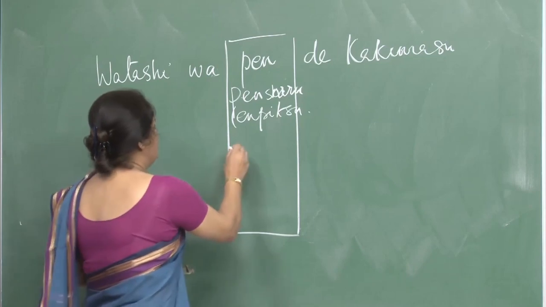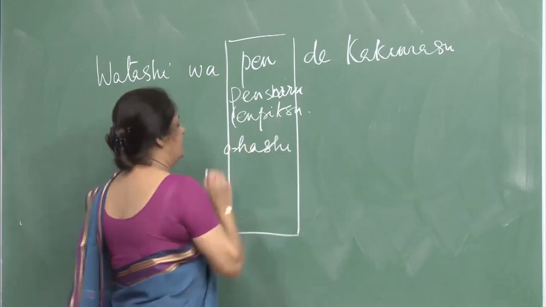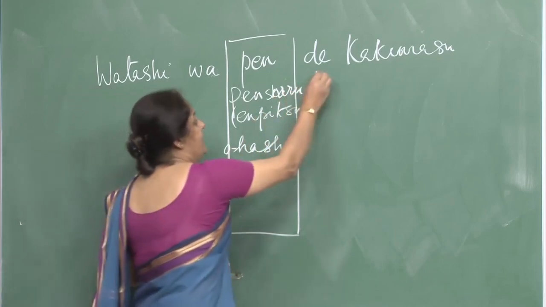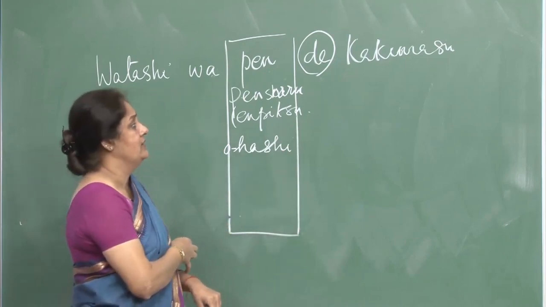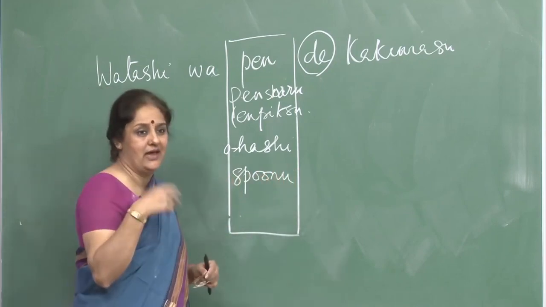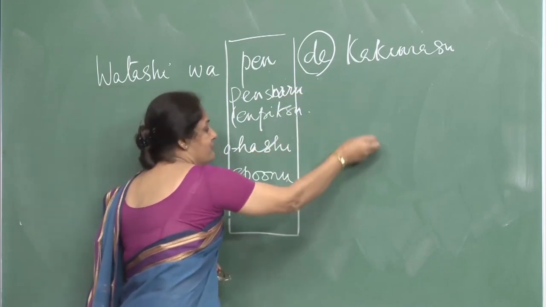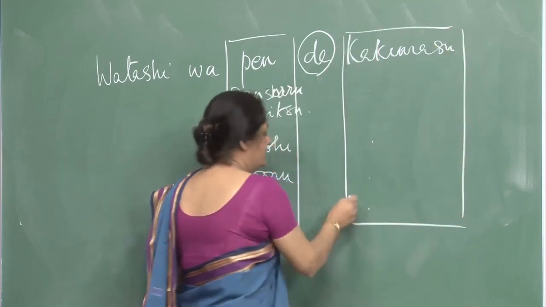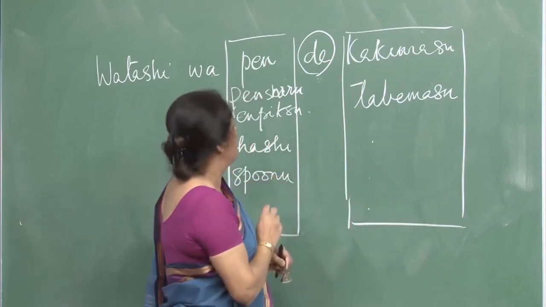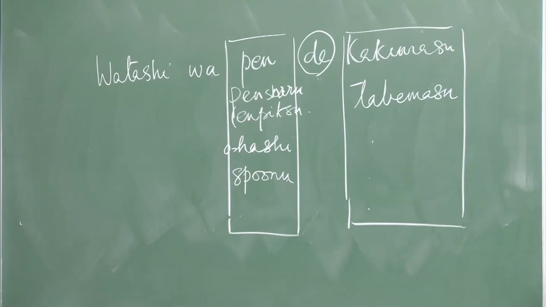Watashi wa hashi, ohashi, chopsticks de tabemasu. So watashi wa pen de kakimasu. Watashi wa enpitsu de, with the help of, I write. Watashi wa spoon de tabemasu. Watashi wa ohashi de tabemasu. With the help of these things I perform a certain activity. So over here, depending on what you are using, the verb is going to change. Tabemasu or kakimasu or any other verb that you want to use, you can use. So particle de is going to be used with these verbs over here and what tool you are using to perform a certain activity, as is given over here.